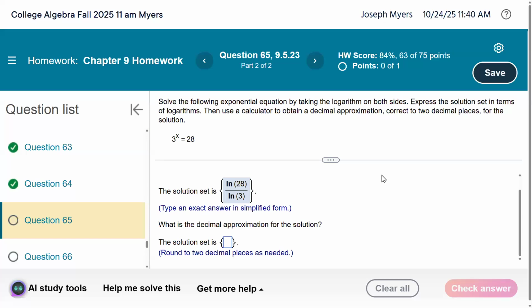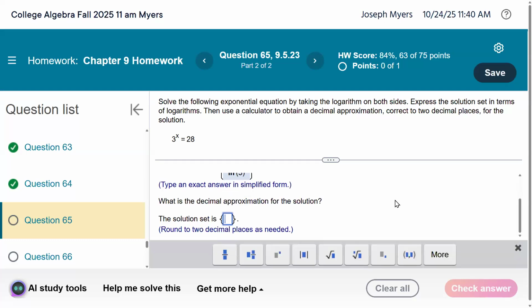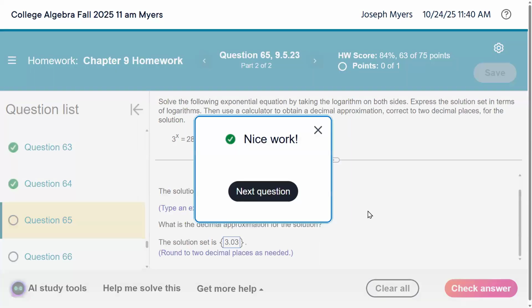It's ln, clear. It's ln of 28. Make sure you close the parentheses after the 28. Divided by ln of 3, and then close the parentheses, equals 3.034, no, 2 decimal places. So it's just 3.03. That's all. 3.03, nice work.